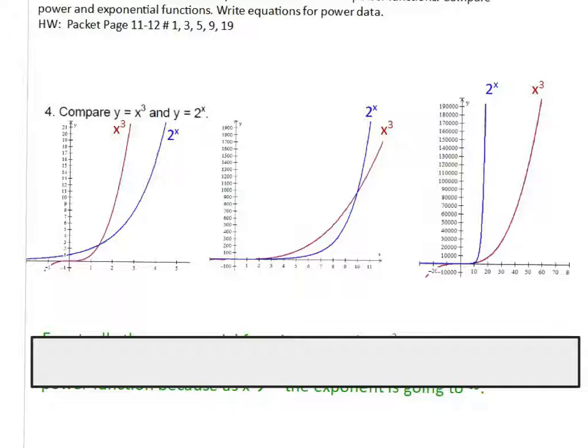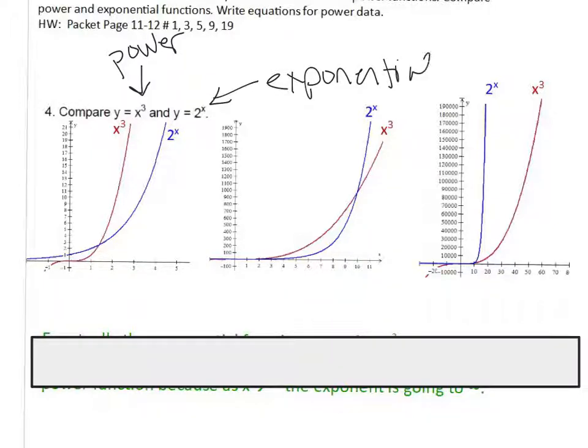So now we're comparing a power function to an exponential. And this first graph goes to an x value of 5, then we go to 11, and then all the way over here, this is in the 70s and 80s. So we'll pause it for you to graph them.